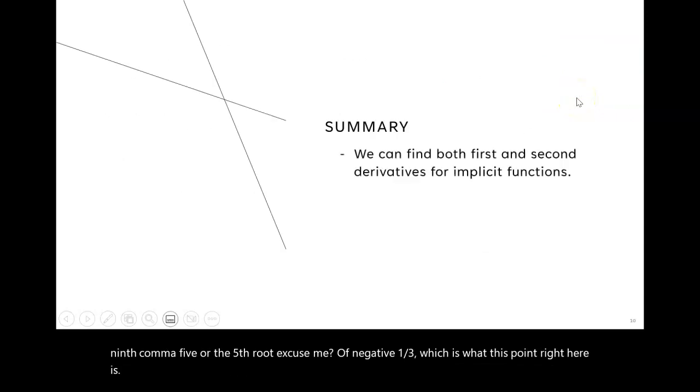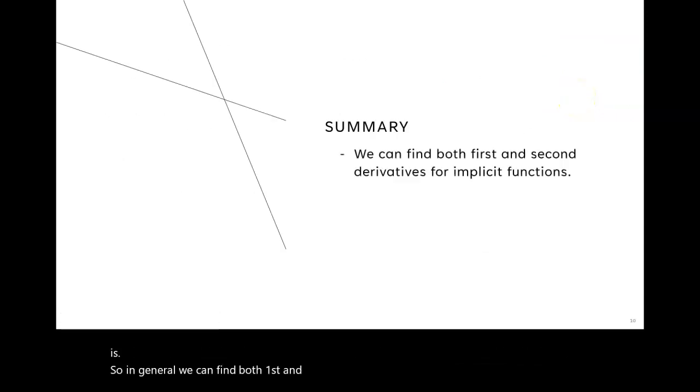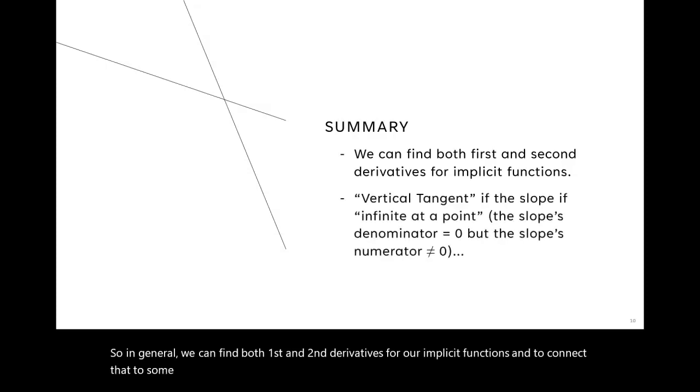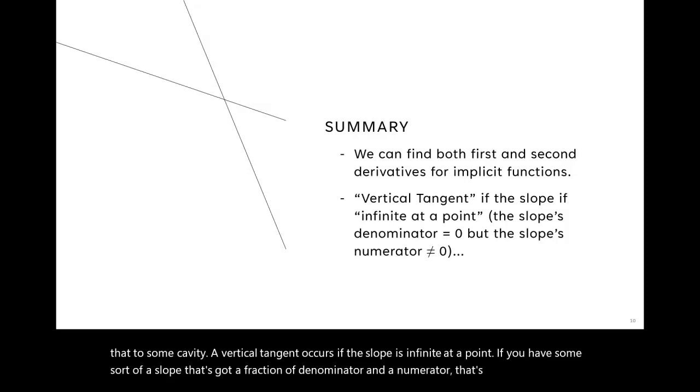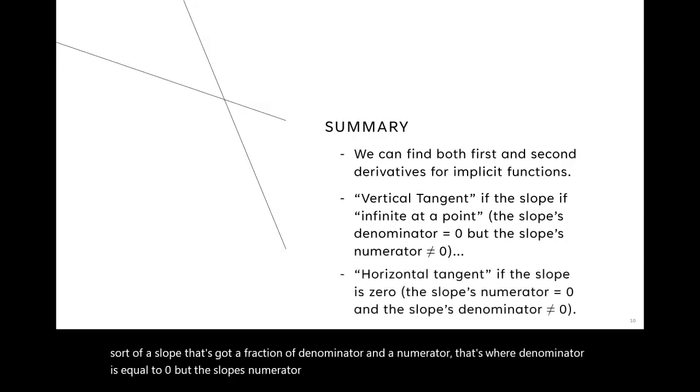So in general, we can find both first and second derivatives for our implicit functions and connect that to concavity. A vertical tangent occurs if the slope is infinite at a point. If you have some sort of a slope that's got a fraction, a denominator, and a numerator, that's where the denominator is equal to 0, but the slope's numerator is not 0. And a horizontal tangent if the slope is 0. For a fraction, that means the numerator is 0 and the slope's denominator is not 0.